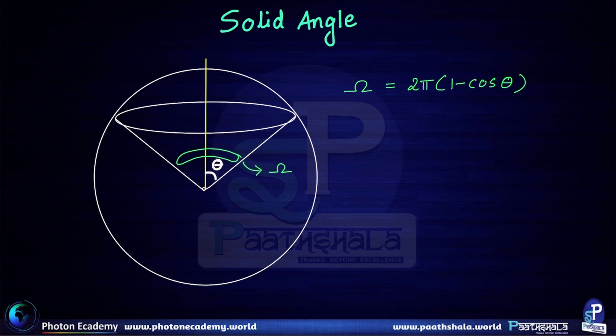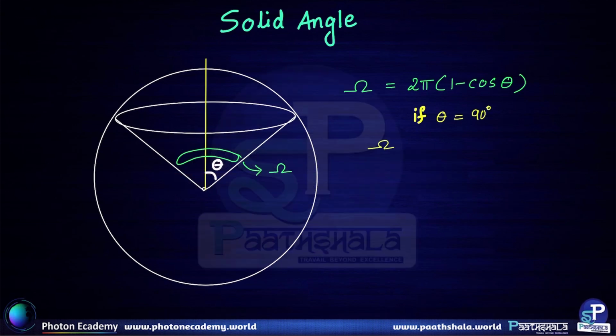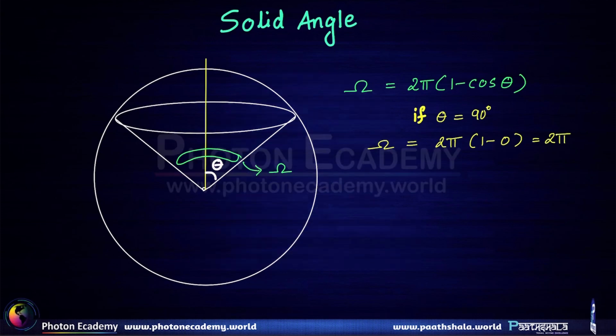Now from this expression for omega, what we can conclude is, if theta is equal to 90 degrees, then we are dealing with a hemisphere. So if theta is equal to 90 degrees, then omega happens to be equal to 2 pi (1 minus cos 90), which is 1 minus 0, which happens to be equal to 2 pi. So if theta is equal to 90, then omega happens to be equal to 2 pi.